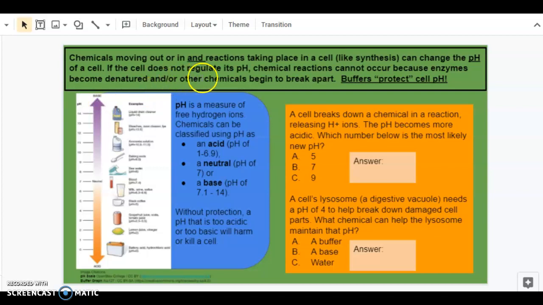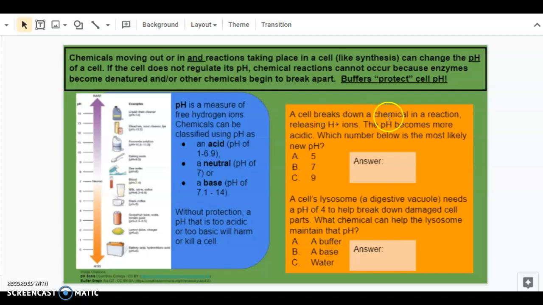If a cell does not regulate its pH, the pH can wreak havoc on chemical reactions. The chemical reactions cannot occur because enzymes will become denatured if the pH goes too far from the range where the protein can hold its shape. Buffers protect the cell from these pH changes. So let's look at a couple of questions to see how this works.